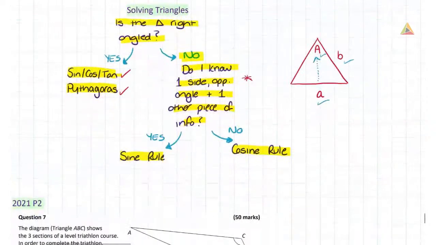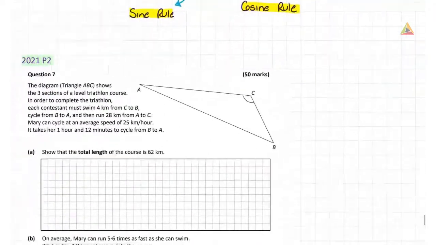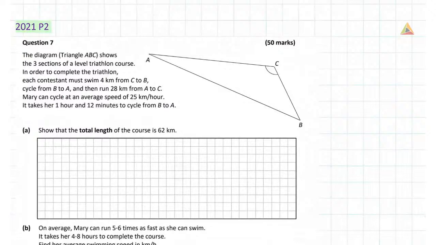Okay, so we're going to go straight into an exam question. We're going to start with a very recent one, last year's 2021, paper 2, and it's one of the long questions, question 7. This was a 50-mark question. It was one of the optional questions from section B of the paper. You needed to answer any two of these questions.